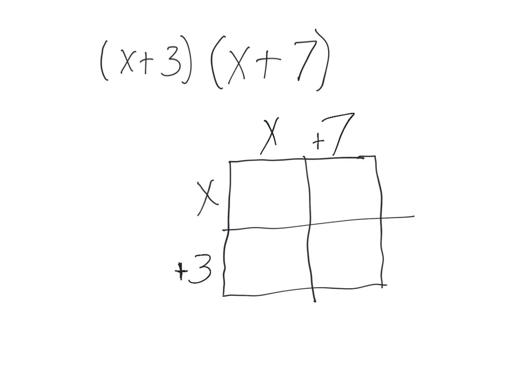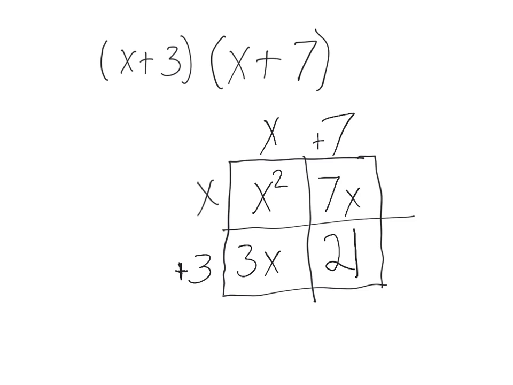Okay? Now I need to remember x times x is x squared. X times 7 is 7x. And then 3 times x is 3x. Now the last thing I need to do, 3 times 7 is 21.